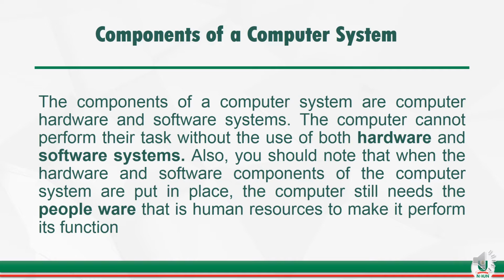Components of a computer system. Components of computer systems are grouped into two: hardware and software. The computer cannot perform its tasks without both hardware and software, and also human resources that can make it function very well, which is regarded as peopleware.